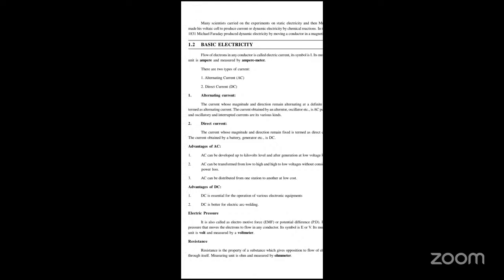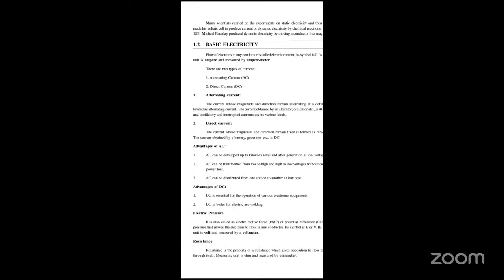The current obtained by an alternator, oscillator, etc. in AC. Pulsating, oscillating and interrupted currents are its various kinds. Next, direct current. The current whose magnitude and direction remain fixed is termed as direct current. The current obtained by a battery, generator, etc. is termed as DC current.